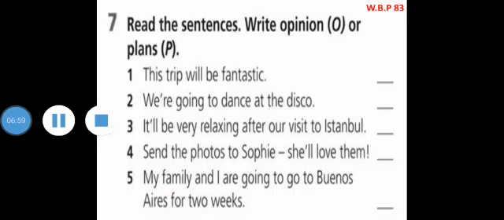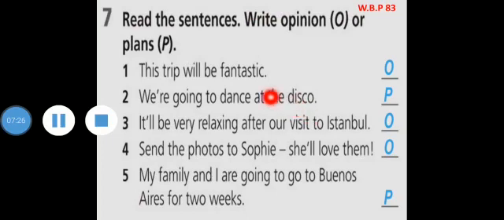Now let's move to question number 7 with the sentences. Write opinion O or plans P, and pay attention that when we talk about opinion we can use adjectives. You can read adjectives. You have 30 seconds to think about it. Let's have a look at your answers, my shining stars. Yes, the trip will be fantastic. Fantastic, adjective, it is opinion.